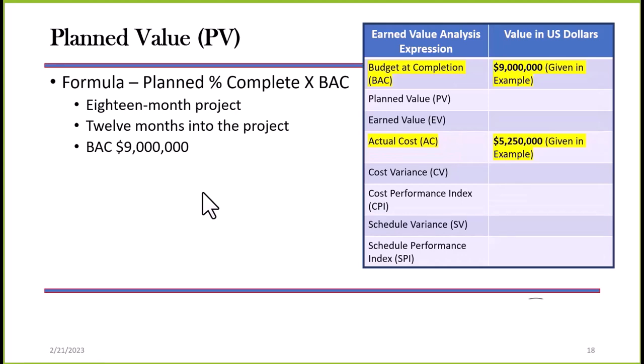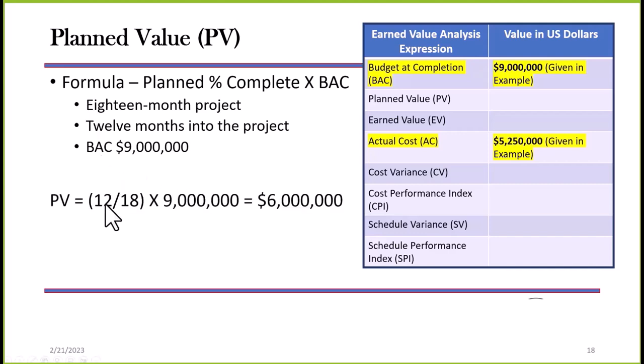Plan value. The formula for plan value is the plan percent complete times the BAC. It's an 18-month project. We're 12 months into the project. To calculate the plan percent complete, I would divide that out and then multiply it times the BAC, which is $9 million. So 12 months into the project, 18-month project, the percentage, and then I'd multiply that times $9 million. And that says my planned value is $6 million.